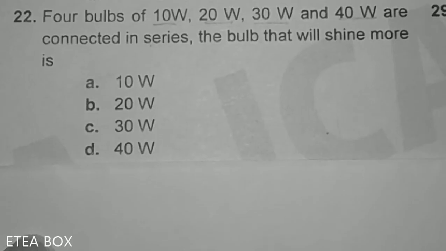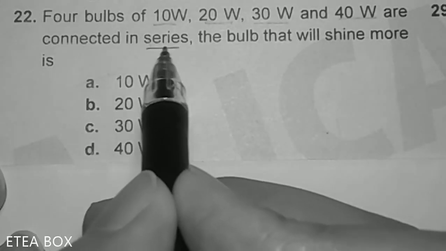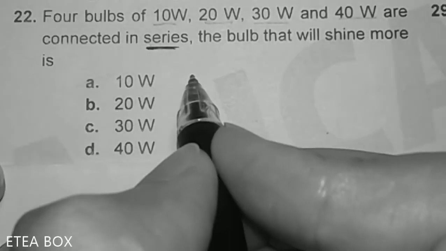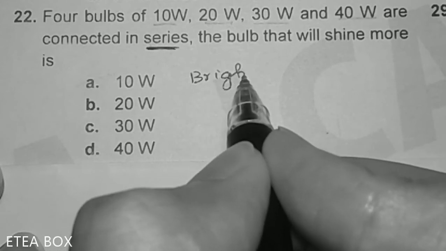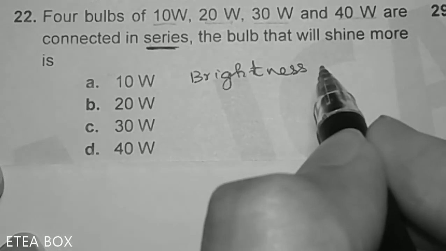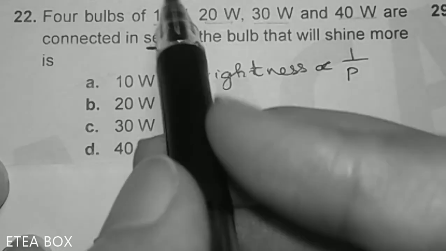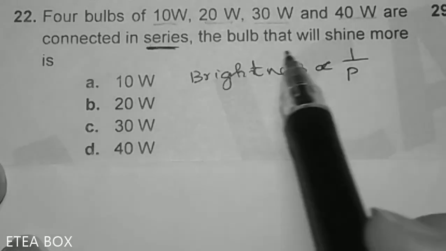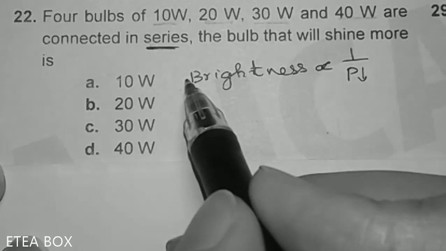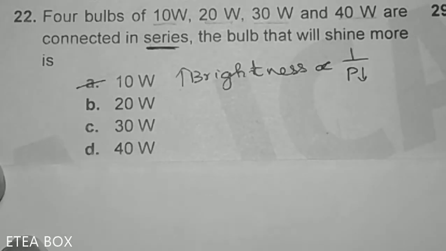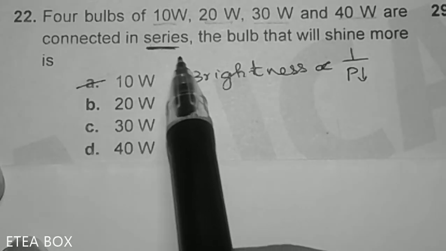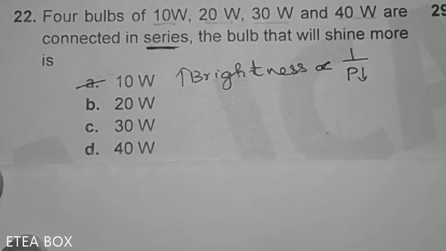Four bulbs of 10 watt, 20 watt, 30 and 40 watt are connected in series. Which bulb will shine more? Now look here, in series combination, the brightness is inversely proportional to the power of the bulb. So if the power is low, the brightness will be high. So option A is correct. This is valid for series combination only.